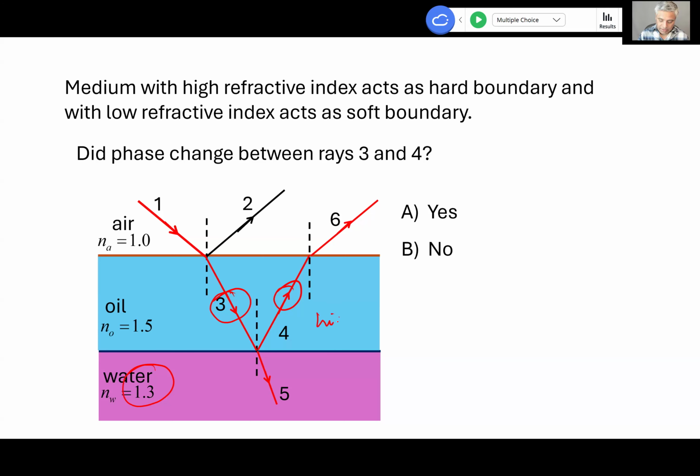Higher n and this is lower n. When we have this kind of boundary, there is no phase change, and that's what we talked about a little earlier. Yes, it's easy to forget. That's why I have all these exercises here. Hopefully it will make you remember. So now we're talking about 3 and 5. So 3 is here and 5 is here. Again, a minute.